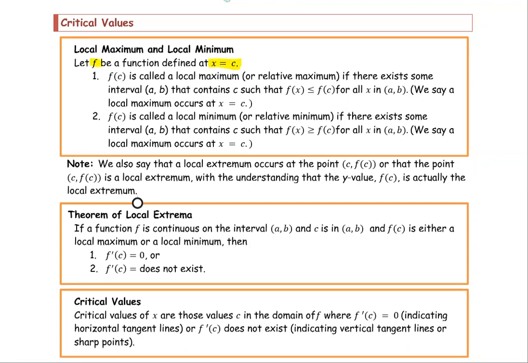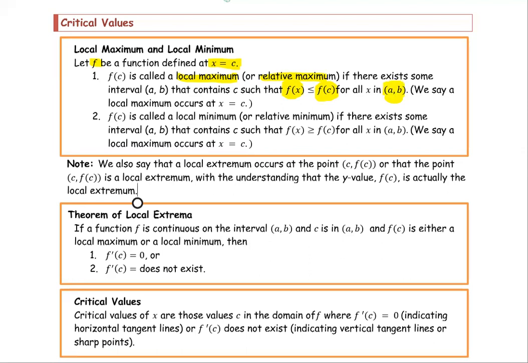F at c, or the function value at c, is called a local maximum or a relative maximum if there exists some interval (a, b) that contains c such that our function value is less than or equal to the function value at c on the interval (a, b).